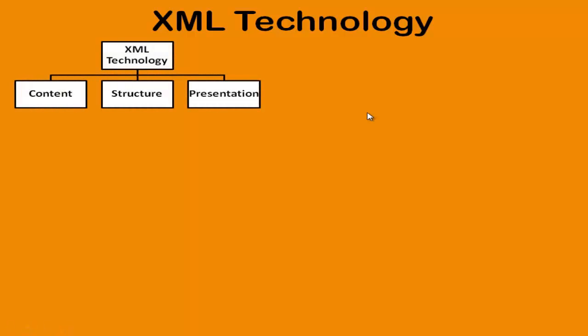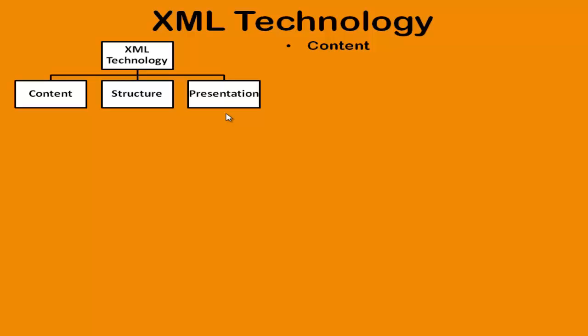And what is the technology behind using XML? To start with, XML technology is divided into three separate categories, or three separate sections. The first section goes for content, the second section goes for structure, and the third section goes for presentation. Let's start with the content. What is the content?